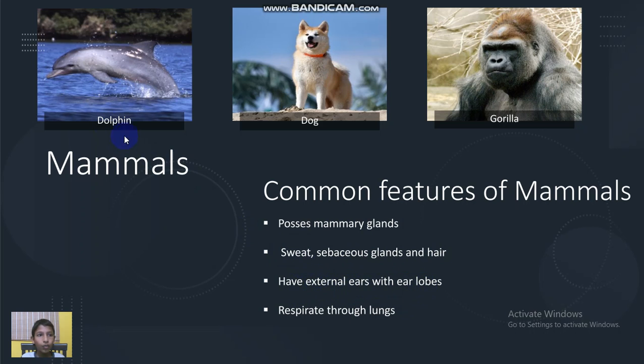So you might look here. Dogs have external ears with earlobes, gorillas as well as dolphins, you can see here. But fish don't have those. Mammals respirate through lungs. Okay, we're getting close to the end.